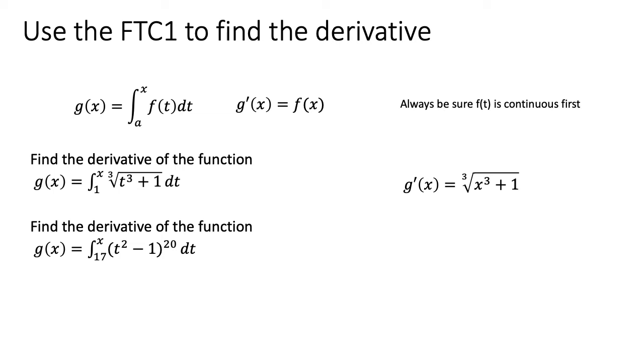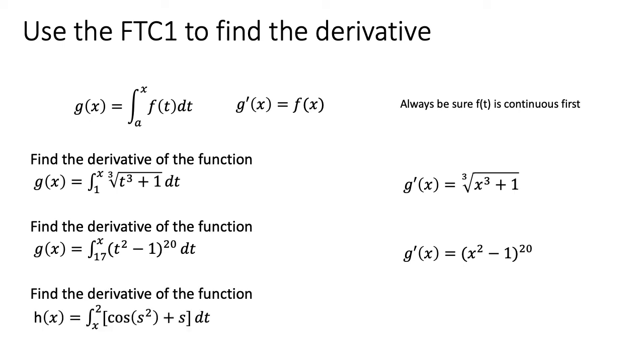We are going to take the derivative of the integral, which gives us the function back, because the derivative and the integral are inverses of each other. So evaluated at the upper boundary x, we get that the derivative g prime of x is equal to quantity x squared minus 1 to the 20th.